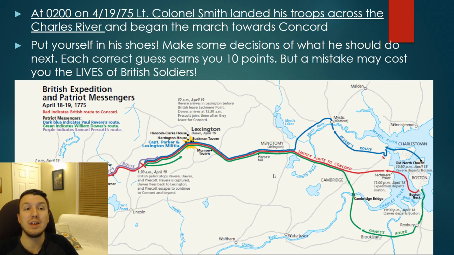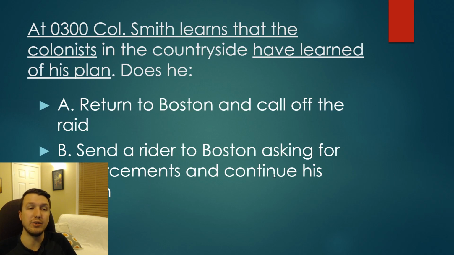So the next thing I'd like you to do is decide, and here's your timeline number 2. Again, this is why I'm talking about pausing it. I'd like you to decide a couple things here. First, you're writing down timeline number 2. 0300, Colonel Smith learns that the colonists have learned of his plans.